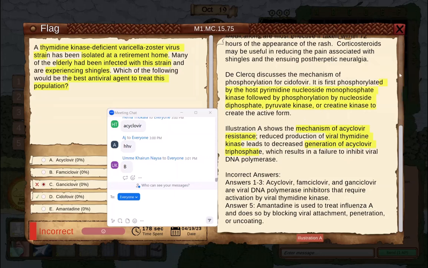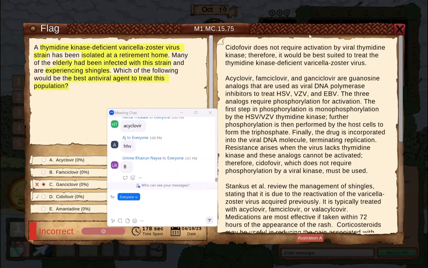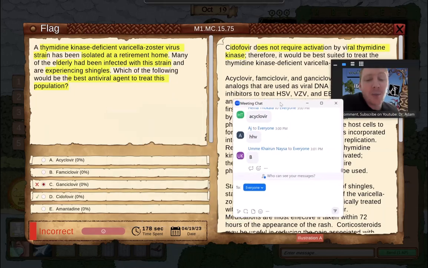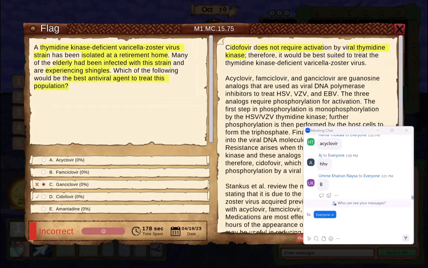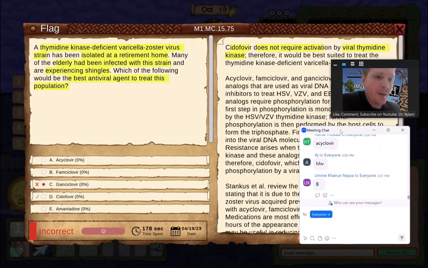So I'm just throwing a bunch of facts out there because we're going to be on YouTube as well. You can access this information there. But cidofovir is the answer. So it does not require activation by viral thymidine kinase. So that's really the point, that if you don't have viral thymidine kinase and you take acyclovir, the virus won't be converting the drug into its active form. So acyclovir needs to be activated by viral proteins.